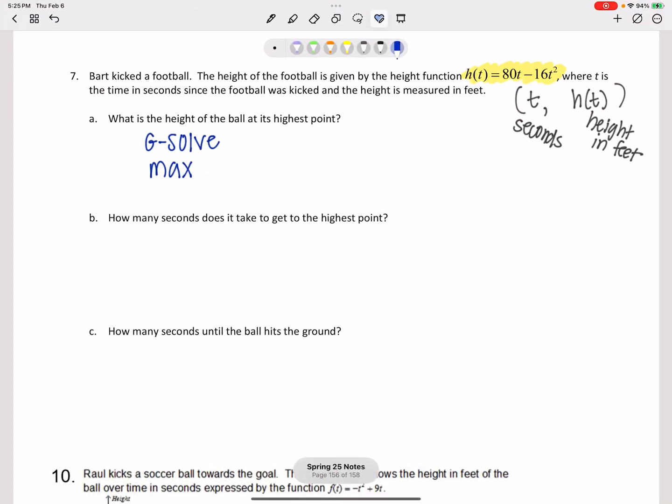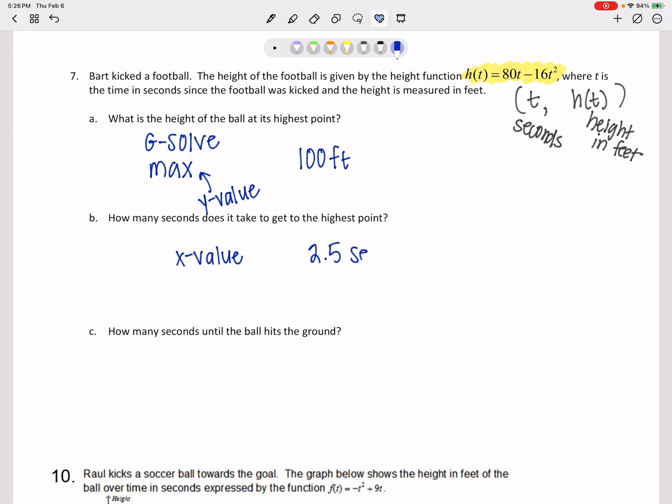So what's the height of the ball at its maximum point? 100 feet. It's the Y value of the location of that maximum. And how many seconds does it take to get to that highest point? That's going to be the X value, which was 2.5 seconds.